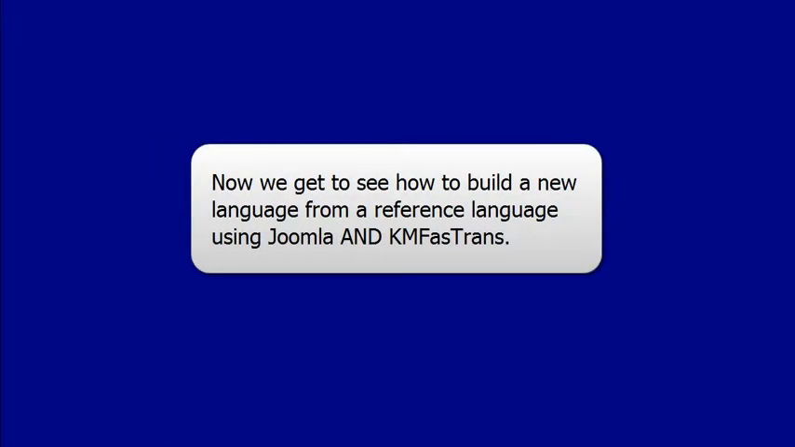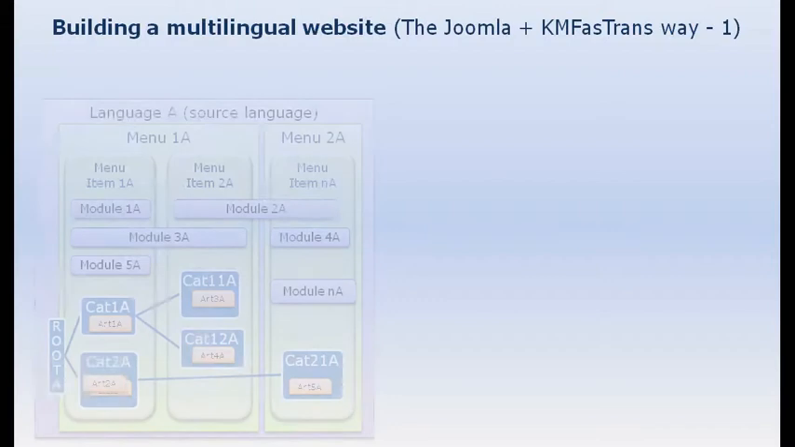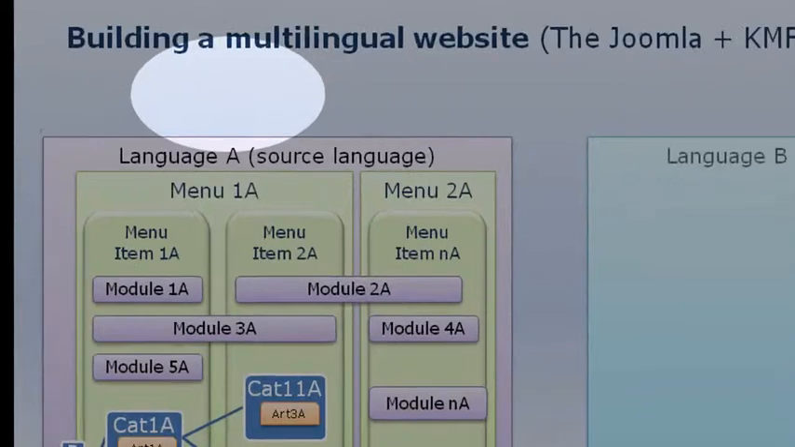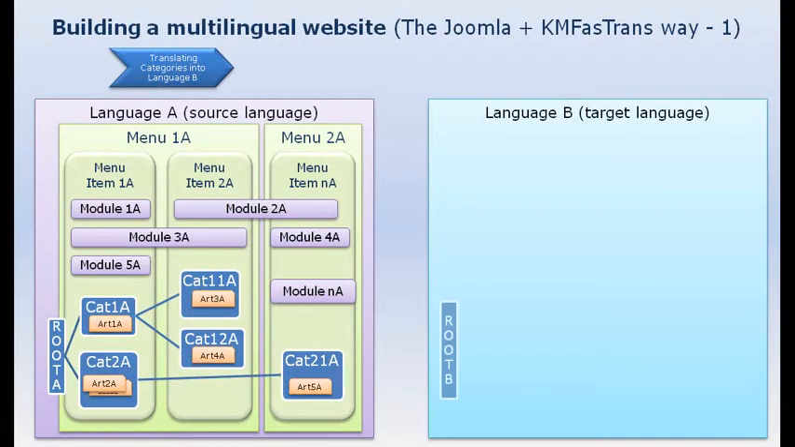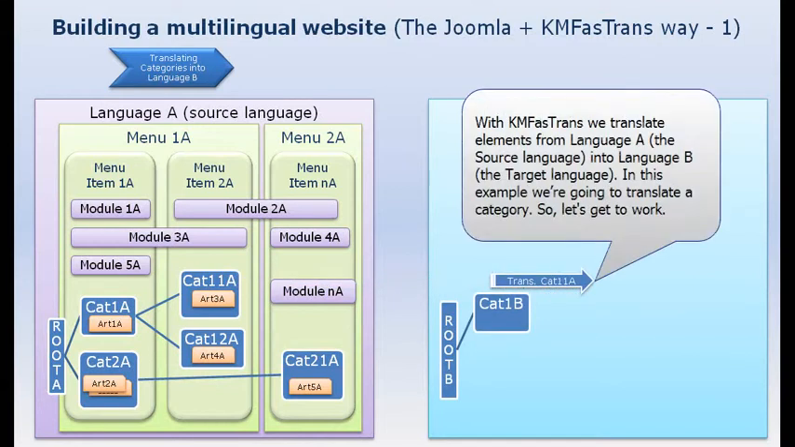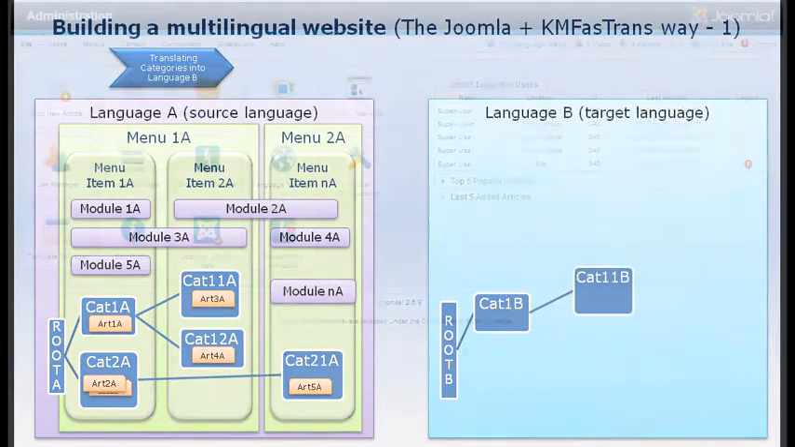Now we get to see how to build a new language from a reference language using Joomla and KMFasTrans. With KMFasTrans, we translate elements from language A, the source language, into language B, the target language. In this example, we're going to translate a category. So, let's get to work.